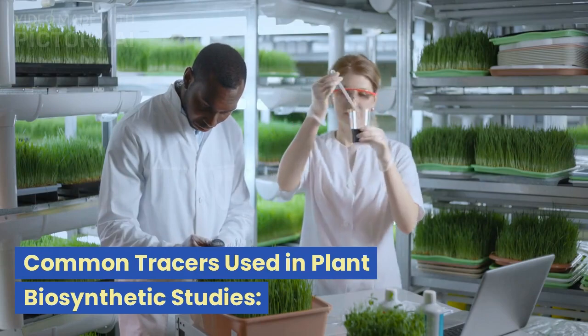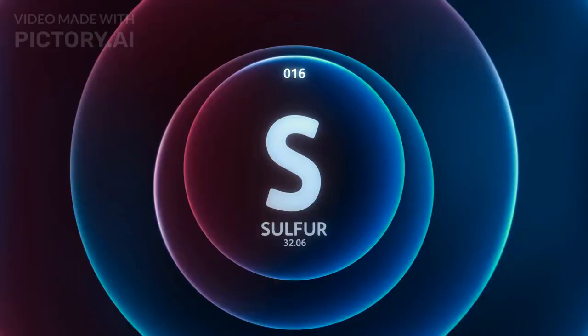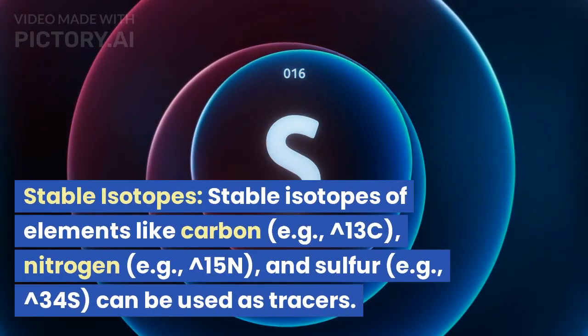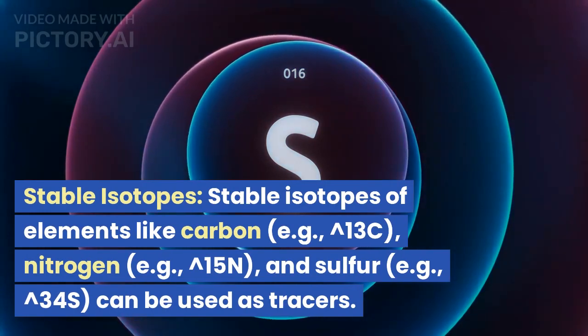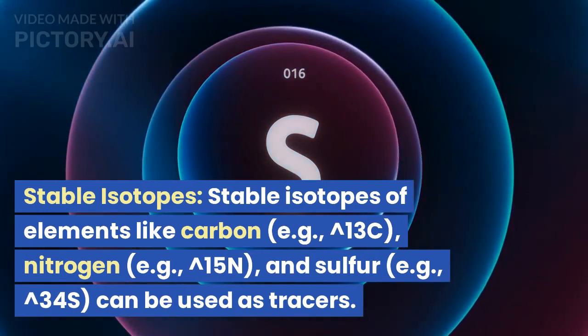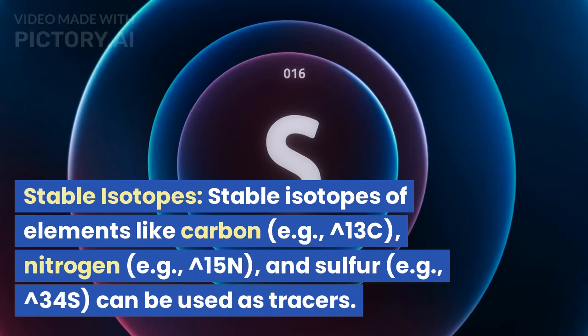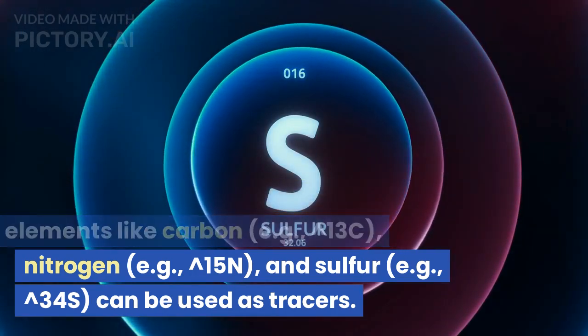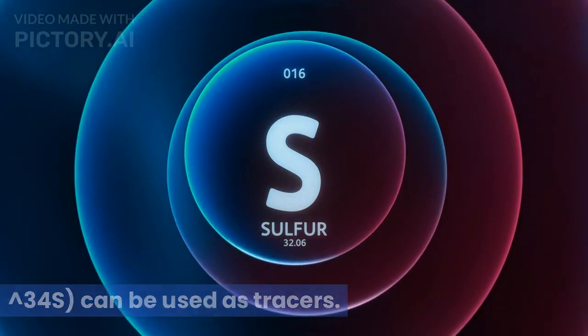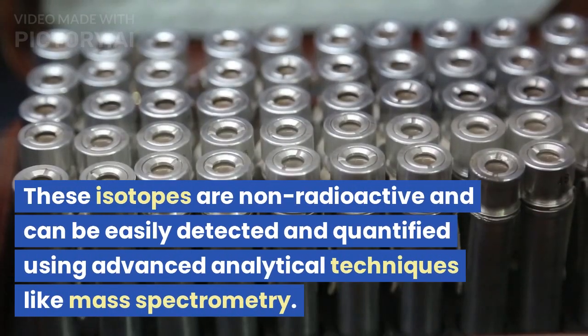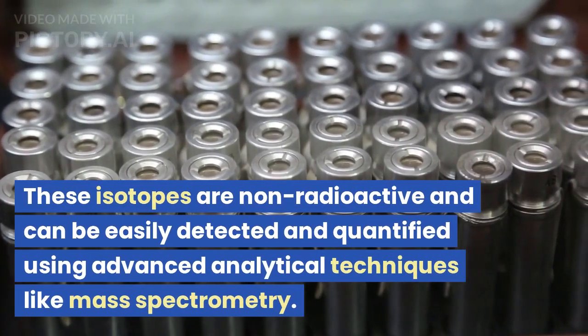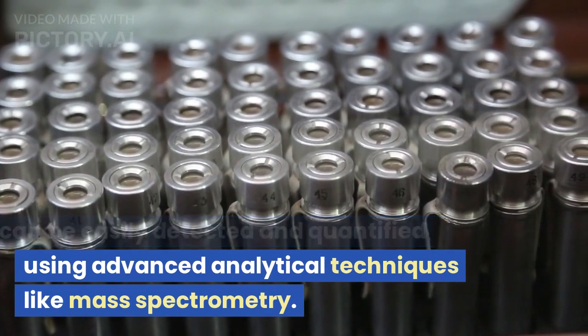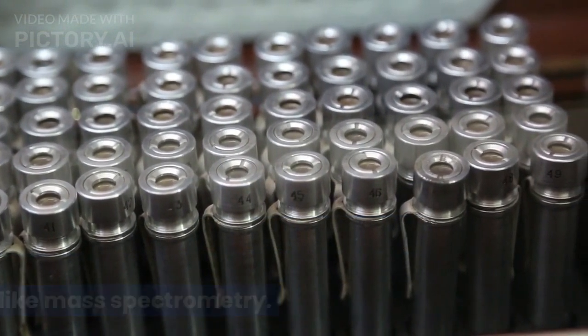Common tracers used in plant biosynthetic studies. Stable isotopes. Stable isotopes of elements like carbon, e.g., (13C), nitrogen, e.g., (15N), and sulfur, e.g., (34S), can be used as tracers. These isotopes are non-radioactive and can be easily detected and quantified using advanced analytical techniques like mass spectrometry.